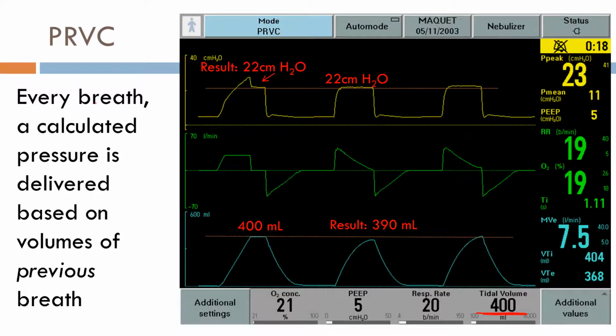Now remember, every breath, a calculated pressure is delivered based off the volumes of the previous breath. So you can imagine, since we're below our goal of 400, the very next breath, the pressure will increase to 23. So as a result, we have 404 milliliters. Now you can see every single breath, the pressure may change based off the volume of the previous breath. So as the compliance or resistance changes with time, as will the pressure that is delivered.